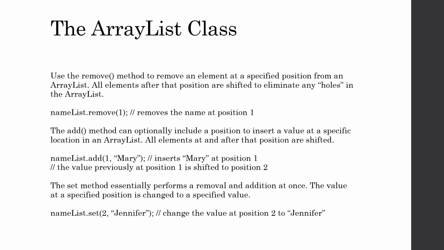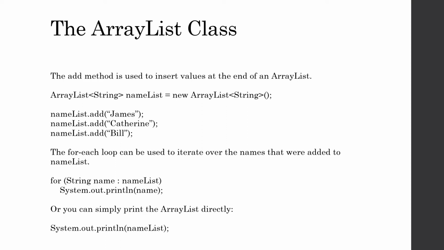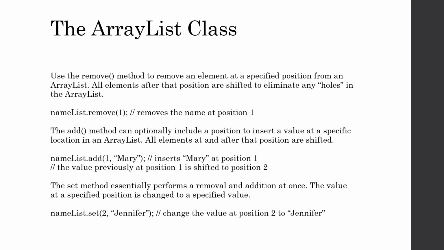That's going to remove the name that was at position 1. If we double check where we did our adds, we can see that Catherine was added at position 1. So after we perform that remove, it's going to remove Catherine, and then it's going to shift Bill up to be at position 1 instead. So after we've done the remove, James is at position 0, and Bill is at position 1. So it eliminates that potential hole that we might have created.